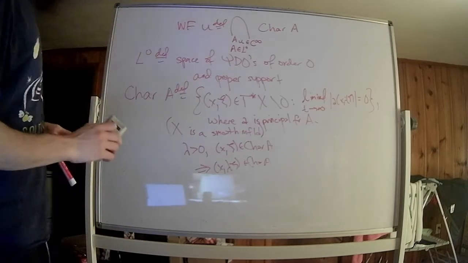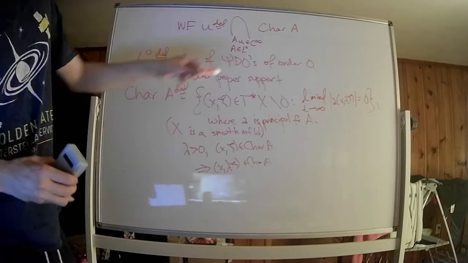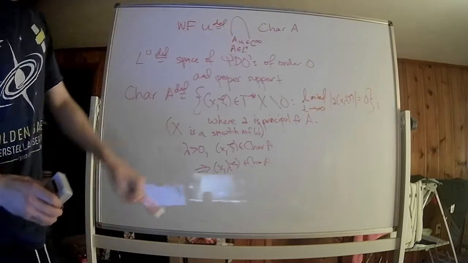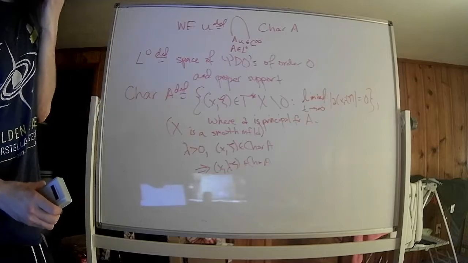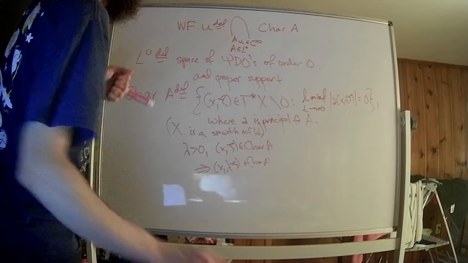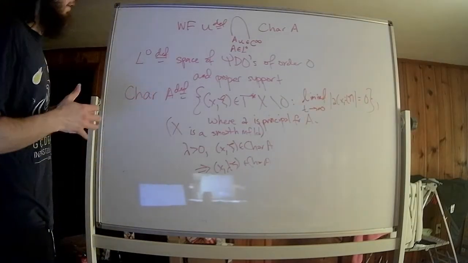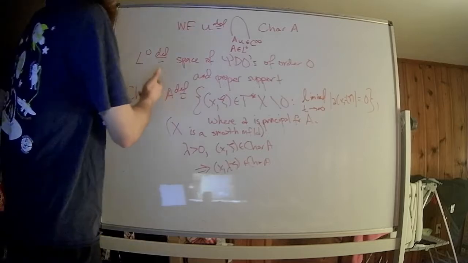That's okay though. So once we have the characteristic set, we can talk about the wavefront set. The characteristic set is kind of like where these things are non-zero, just on the grounds that what we're interested in is if this thing is 0 at infinity.